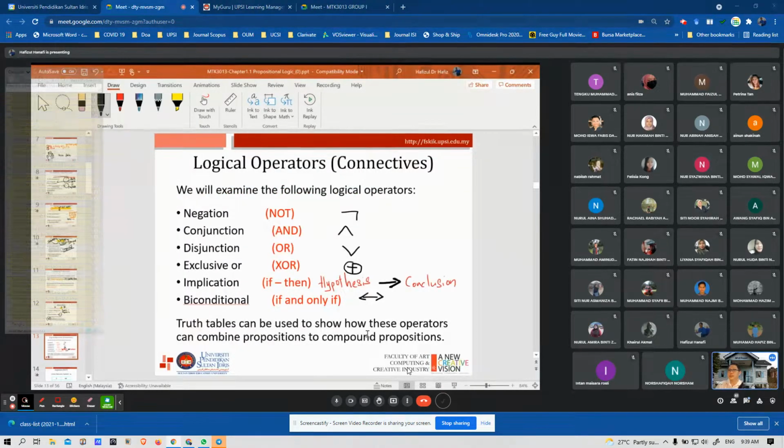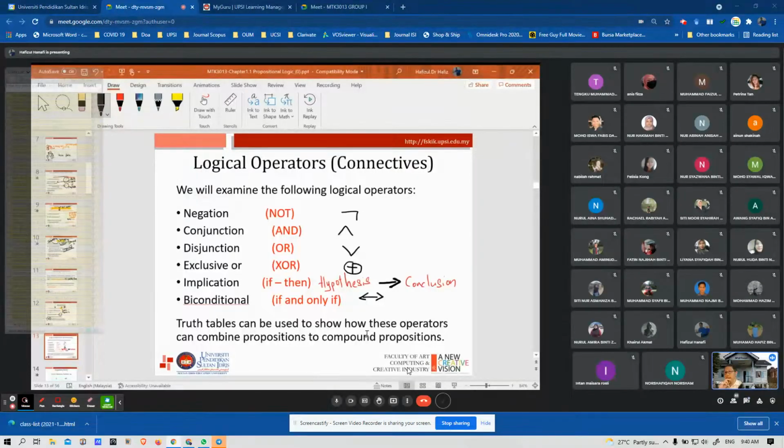Okay, this one is a logical operator, or we can call it a connective. Connective is another name for compound. We want to combine two propositions together, or combine two statements. Of course, if we want to combine, we must combine propositions because they must be statements.